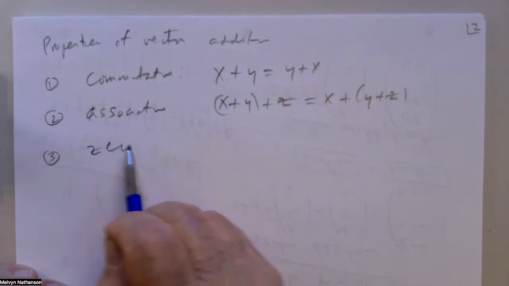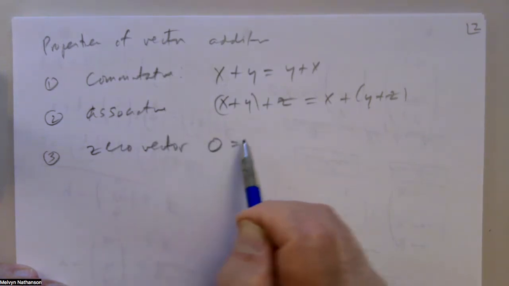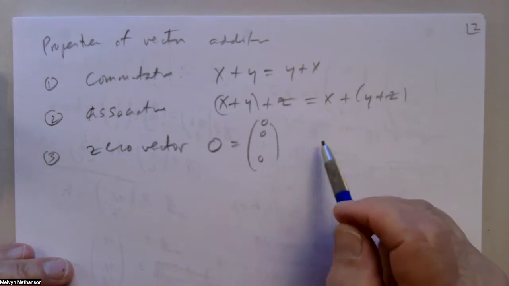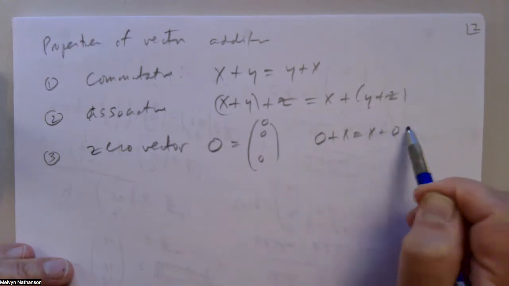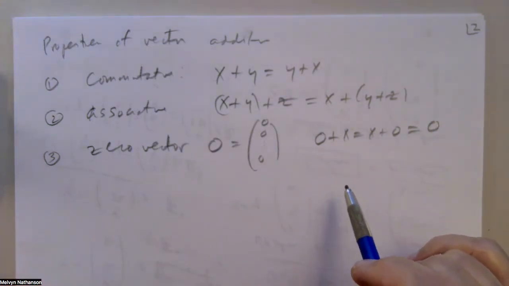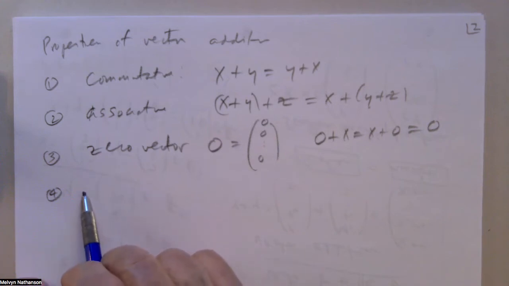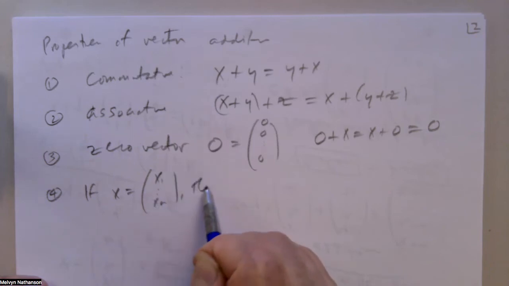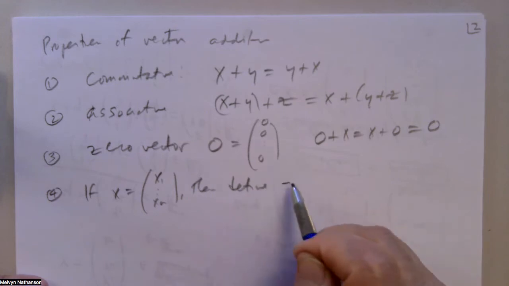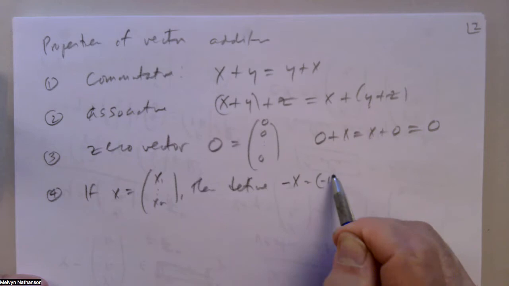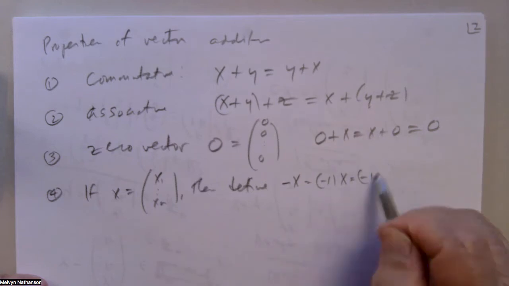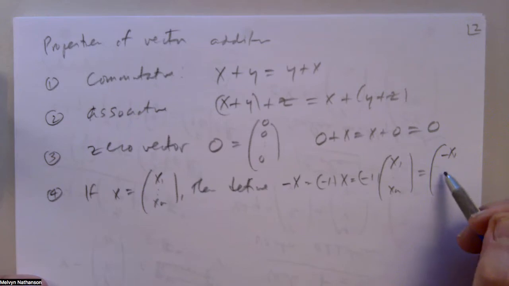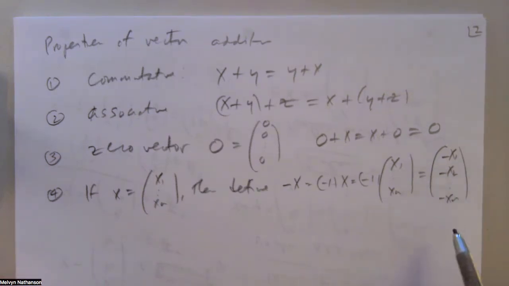Third, there is a zero vector, which is the vector where all the coordinates are 0. And the zero vector has the property that 0 plus x and x plus 0 are always equal to x. And finally, if x is the vector x1 up to xn, then we define minus x, or minus 1 times the vector x. That's minus 1 times the vector x1 down to xn. When you multiply the coordinates by minus 1, you just get minus x1, minus x2, down to minus xn.